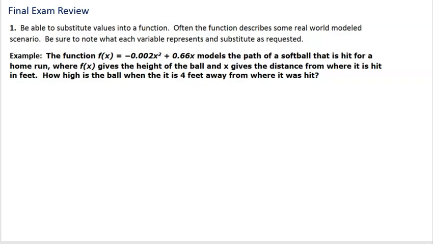The function f of x equals negative 0.002x squared plus 0.66x models the path of a softball that is hit for a home run, where f of x gives the height of the ball and x gives the distance from where it is hit in feet. How high is the ball when, I got a typo, it is 4 feet away from where it was hit?